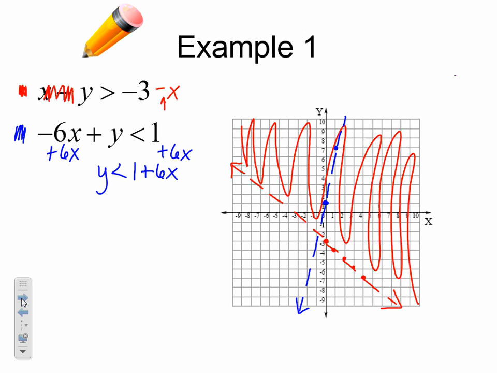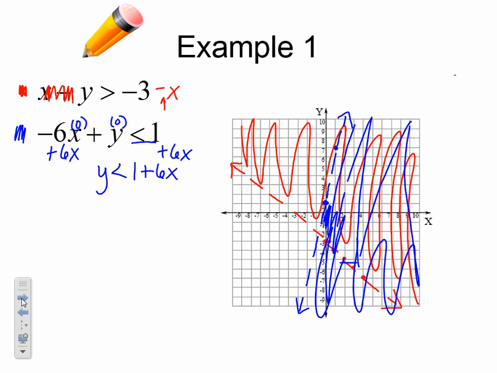Sometimes with these, it's a little tricky for people to see where less than would be. So again, sometimes plugging in the 0 is helpful. If you plug in a 0 at the beginning here, -6 times 0 is 0, plus 0 is still 0. Is 0 less than 1? The answer to that is yes, so we should be shading on the side where 0, 0 is. So all of this would be shaded everywhere on that side of my blue line.